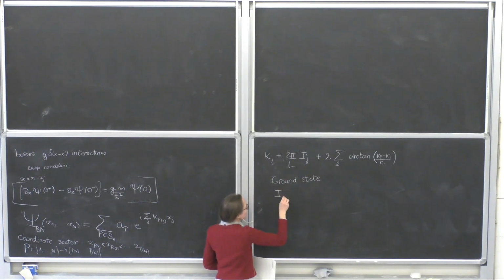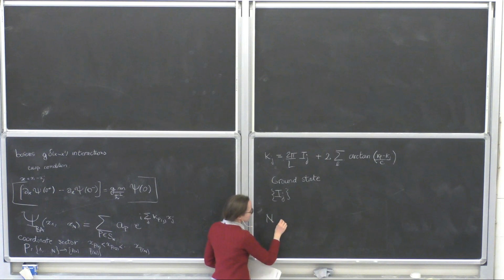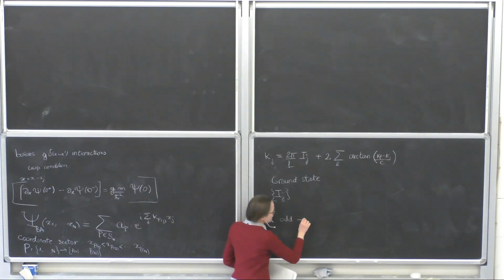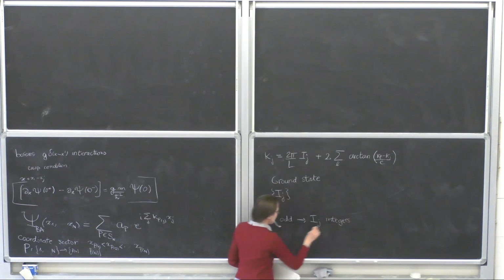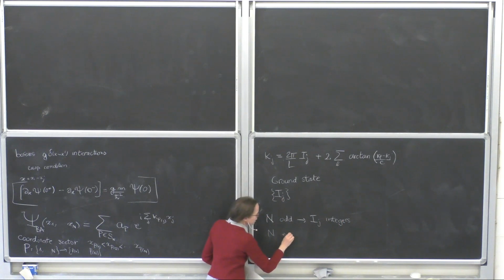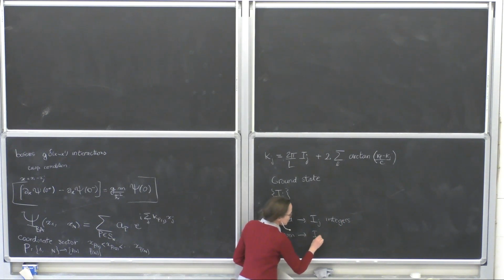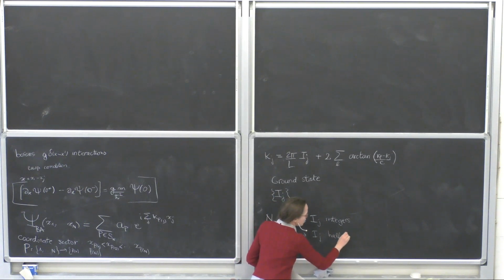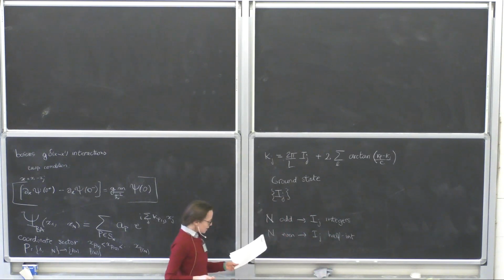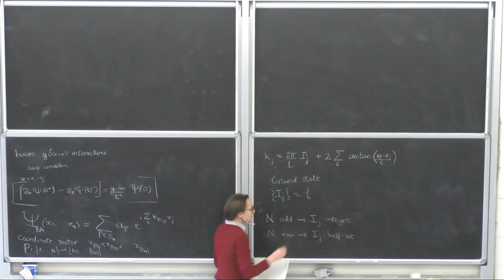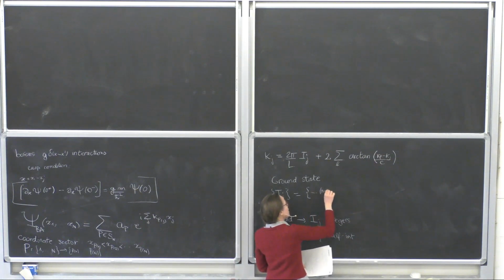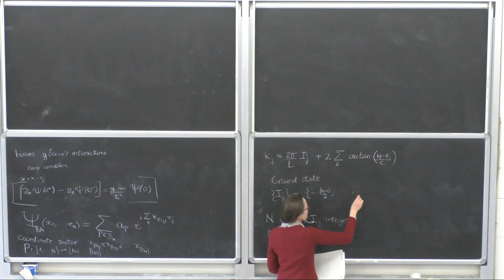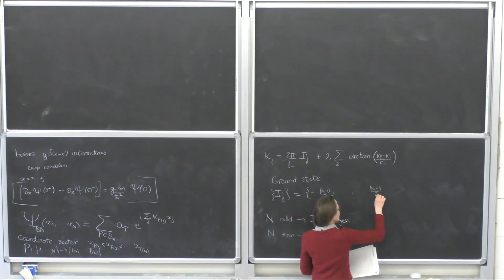And we have also seen that for the ground state, the set of integers: first of all, if the number of particles is odd, then Ij are integers. If the number of particles is even, then Ij are half integers. And in general, for the ground state, it is a sequence of contiguous integers, minus (n minus 1)/2, etc., up to (n minus 1)/2.